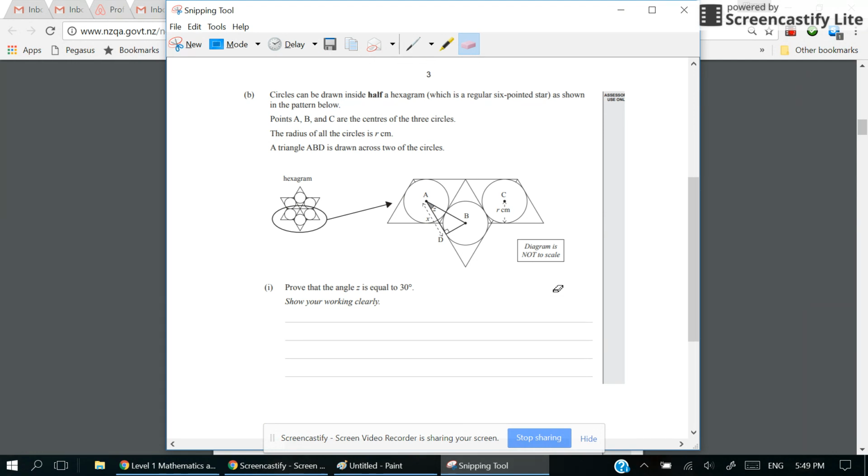I've snipped the screen here. It said circles can be drawn inside half a hexagram, which is a regular six-pointed star, as shown. Points A, B, and C are inside the three circles in these diagrams, and then a triangle ABD was drawn with two circles. They want you to use simple geometry to prove that the angle Z is equal to 30 degrees.